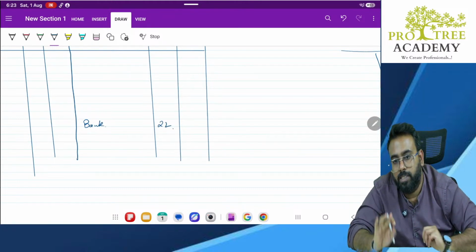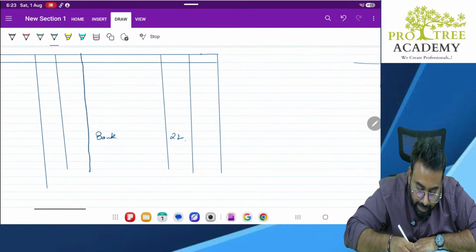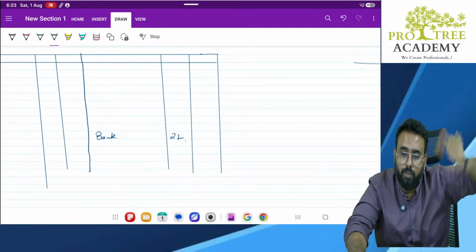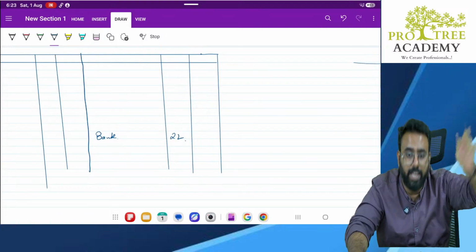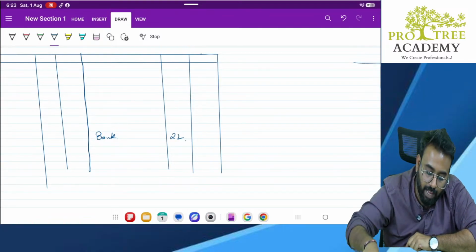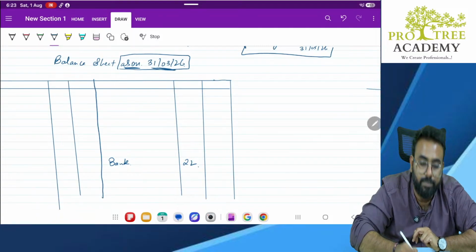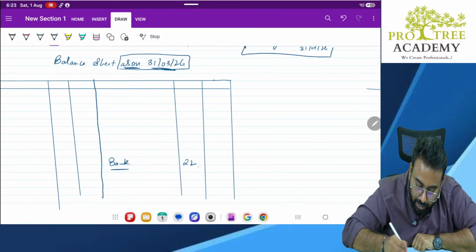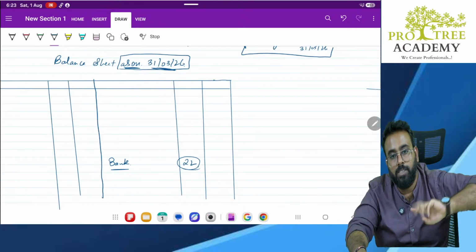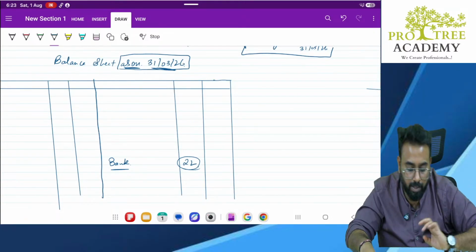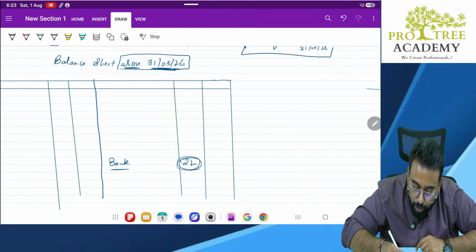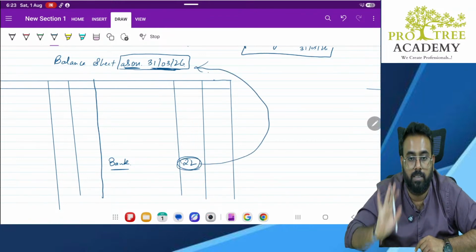Suppose my bank balance is 2 lakh rupees. Is the 2 lakh rupees bank balance for the whole year? That means for the full year it is 2 lakh, 2 lakh, 2 lakh, or the balance is 2 lakh as on this date? This 2 lakh, is it available for the entire 12 months or is it available as on 31st March? It is showing as on 31st March.